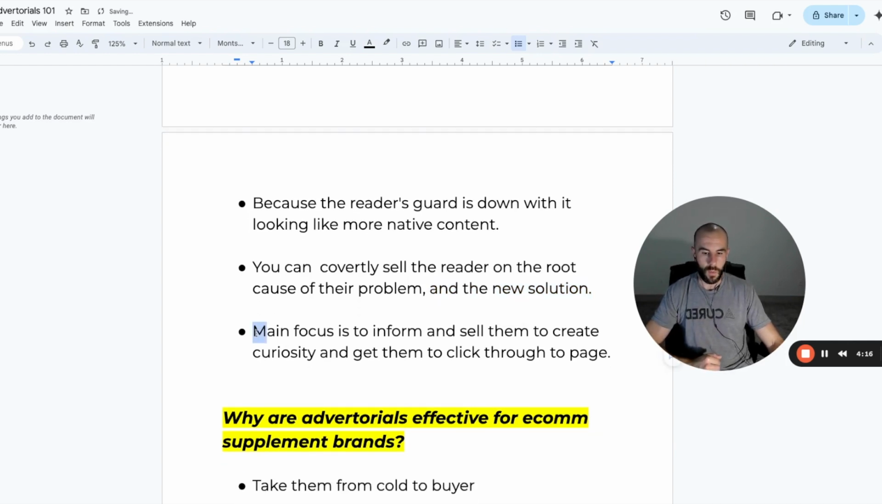And mainly, we want to focus on informing and selling them to create curiosity and get them to click through to the next page. That's the whole purpose of an advertorial. We're not actually allowing them to buy anything on this page. We are strictly informing and selling them on the ideas and then creating curiosity to get them to click through to the actual sales page.